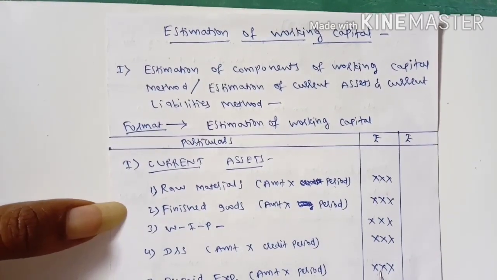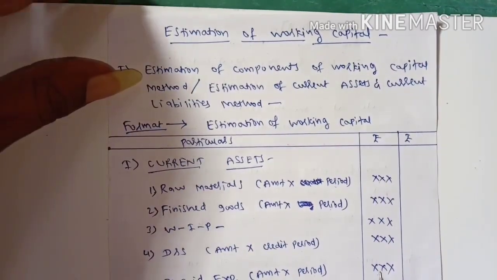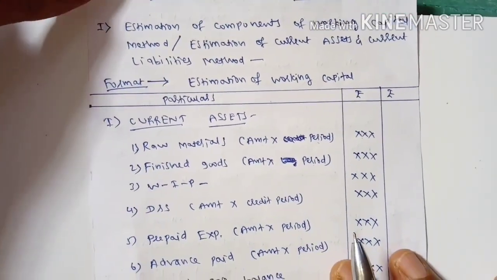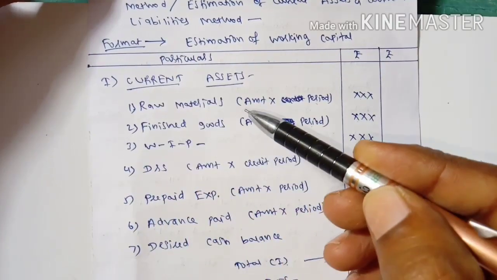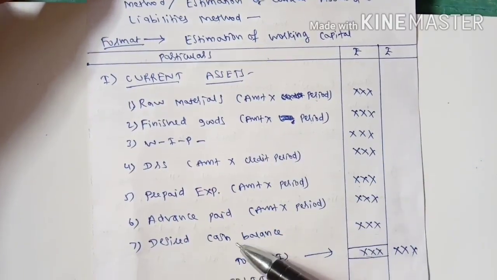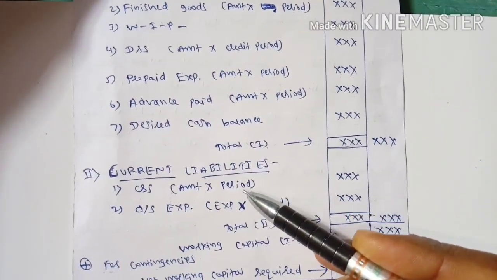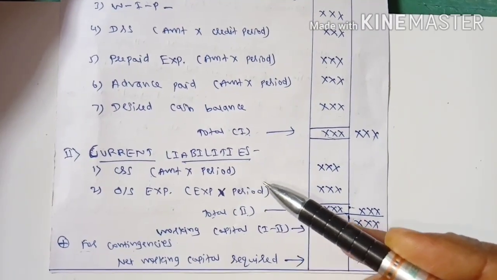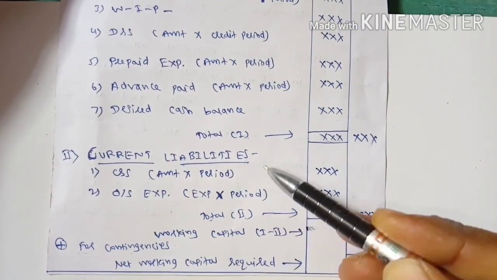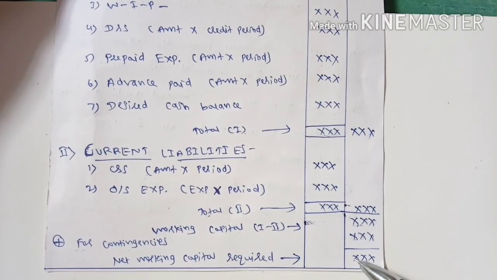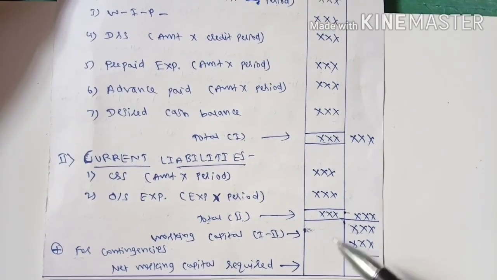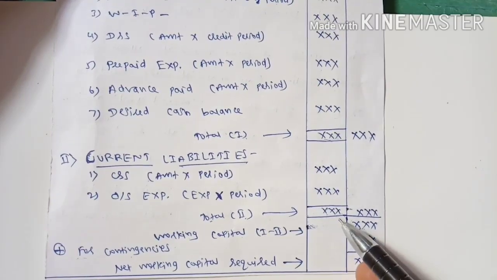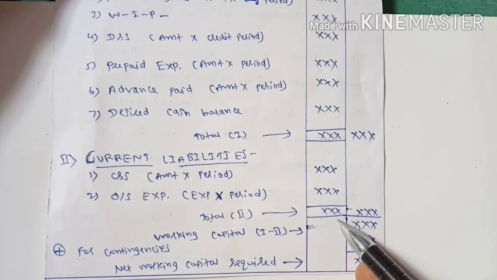In my last video, I discussed with you a format for estimating working capital required. We have to make a list of current assets and a list of current liabilities which are given in the problem. We have to deduct these current liabilities from current assets, and then we will get the net working capital required. Now in this video, I am going to discuss with you how to estimate the working capital required.